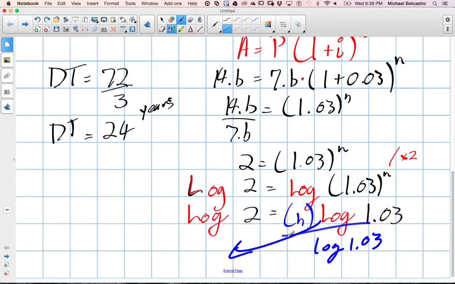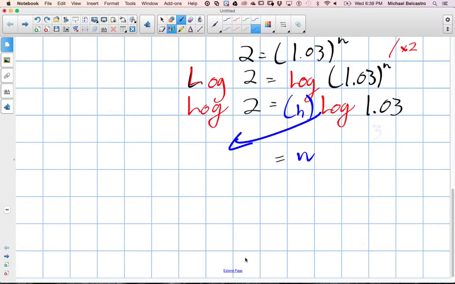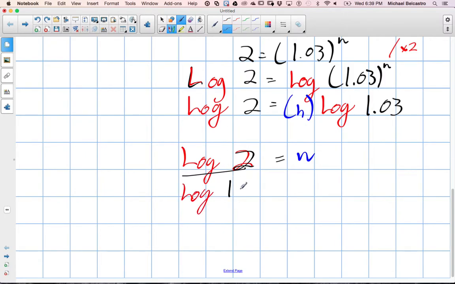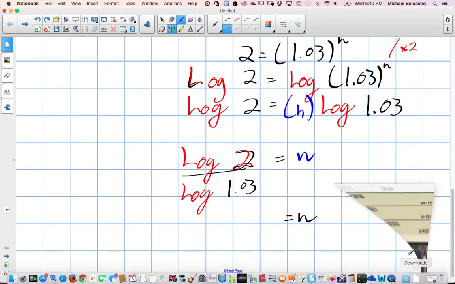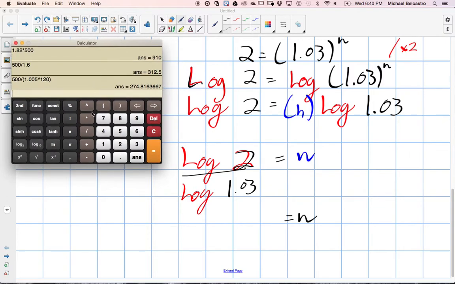So the next line will read n is equal to, and again, you don't always have to write in red, but it's just something different. So log base 10 of 2 divided by the log of 1.03. Maybe you've never really used this on your calculator before, but that's fine. It's going to give us a nice, accurate answer to see how good our doubling time truly is.